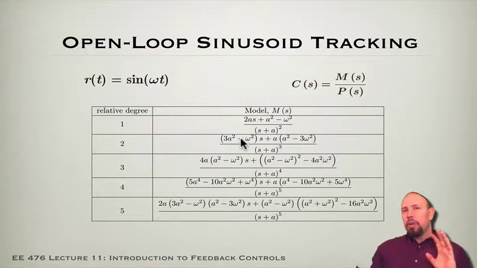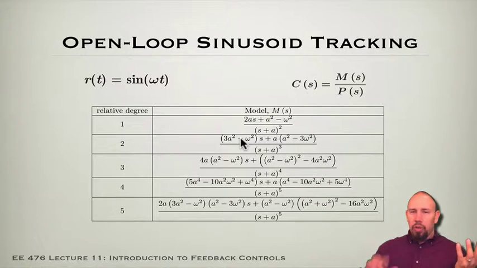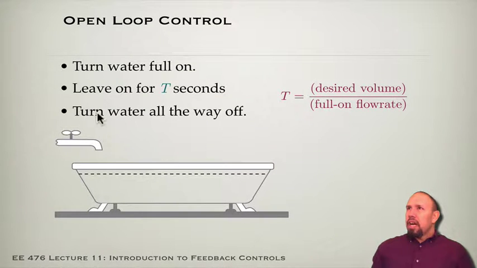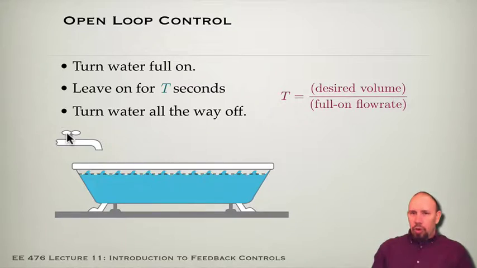Now, how does open loop control compare with closed loop control? Well, they're different. One example is the problem of filling up a tub of water. Here is an open loop control approach. We turn the water full on, we leave it on for t seconds, then turn the water all the way off, where t is equal to the desired volume divided by the full on flow rate. So we just let it turn on, and when it's done, we shut the valve off. That's the open loop control.